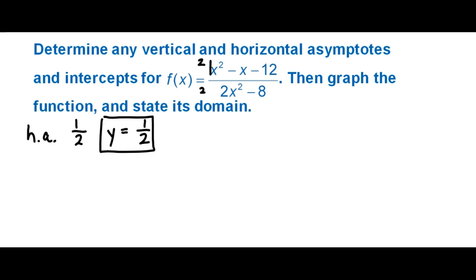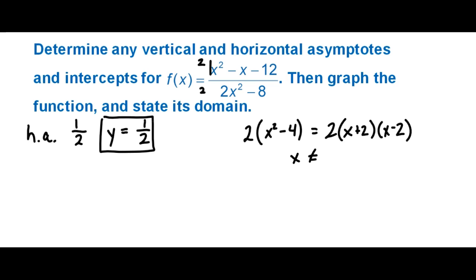Now looking at the bottom to figure out our vertical asymptotes, we have to factor that out, which would be 2 times x squared minus 4 if we factor it. And then that can be broken down into 2 times x plus 2 times x minus 2 as a difference of squares.